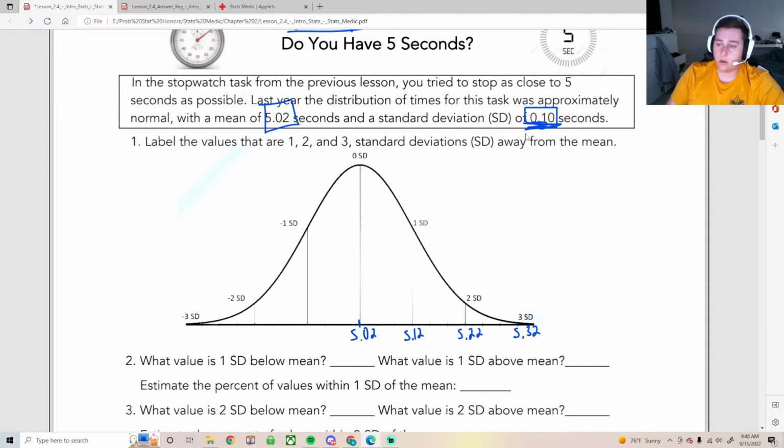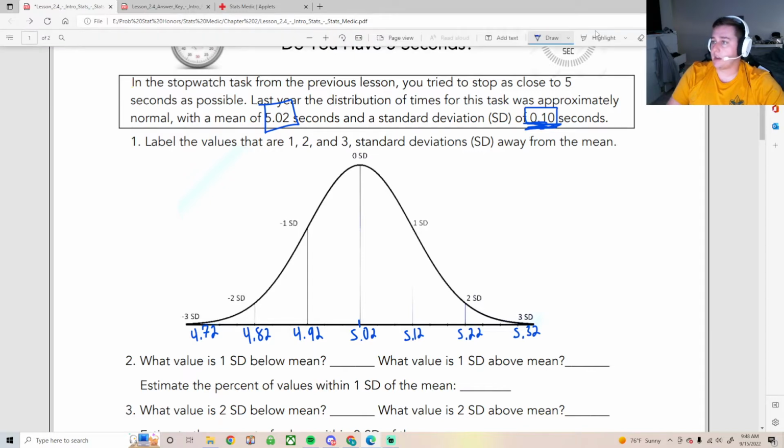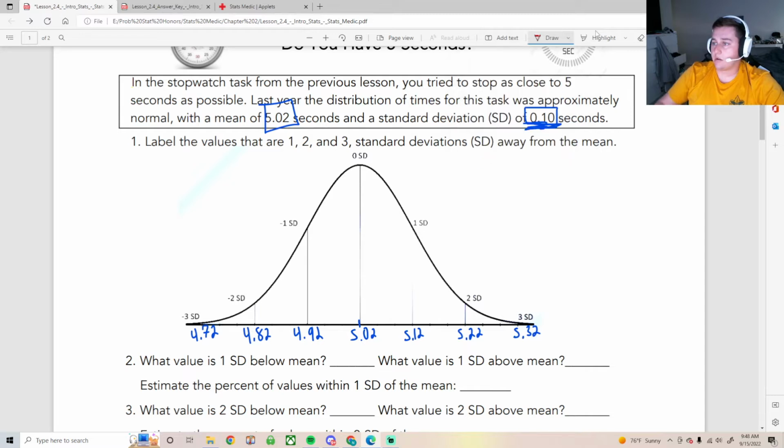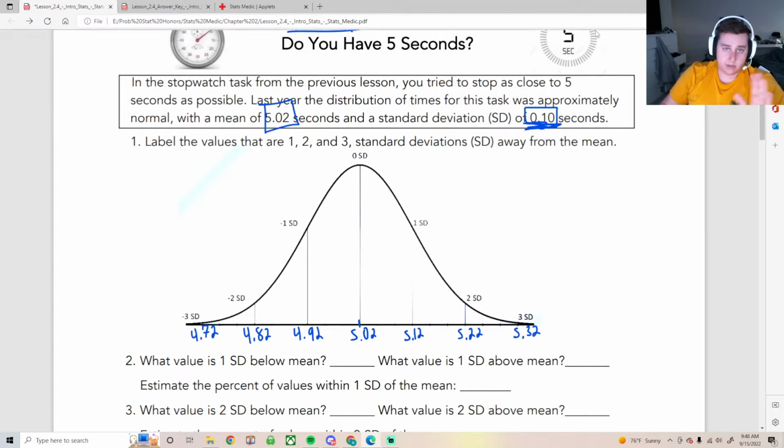Same thing going the other way. If you're counting down, this is 4.92. Counting down again, this is 4.82. Counting down again, this is 4.72. And this is important because it splits up our data, and this is where it gets weird. So just go with it.